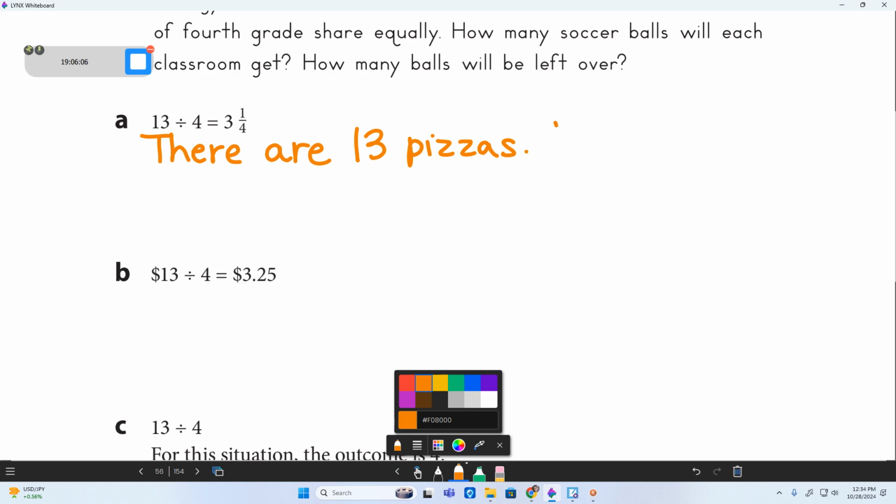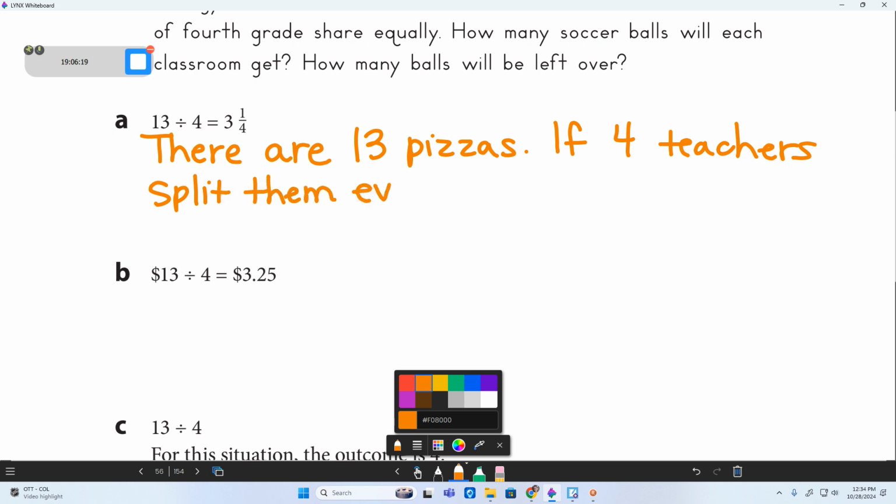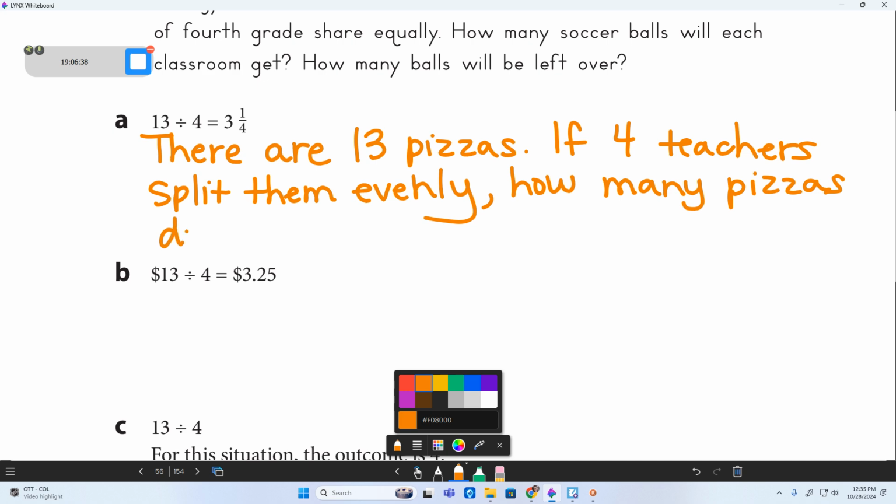And I'm going to talk about maybe 4 different teachers. If 4 teachers split them evenly. And again, your story doesn't have to be just like mine, but using something like pizzas is a great one to change it to a fraction. If 4 teachers split them evenly, how many pizzas did each teacher get?